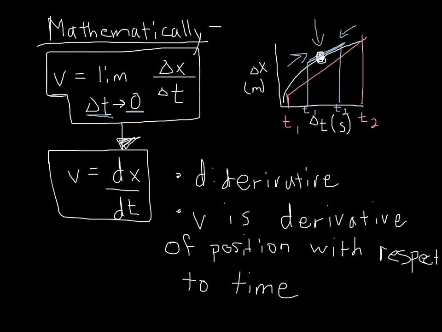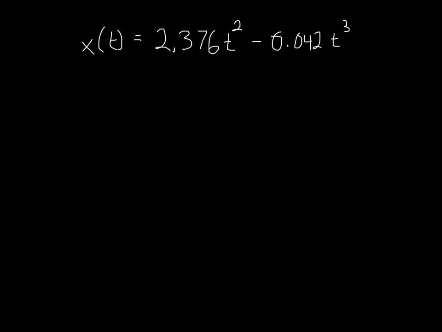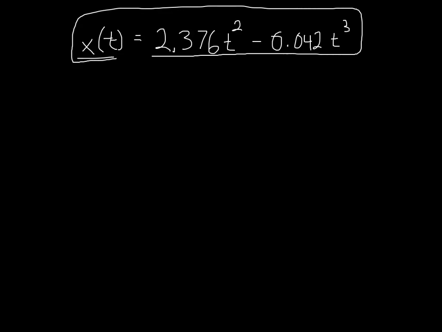So let's see an example. Let's say I'm given an equation for my position. So x of t is equal to 2.376 t squared minus 0.42 t cubed. And I'm asked to find what is the velocity of this particle at a time t equals 1 second. Well, to find velocity, v at any time that I'm interested in, is going to be equal to dx over dt. So I need to take the derivative of this.